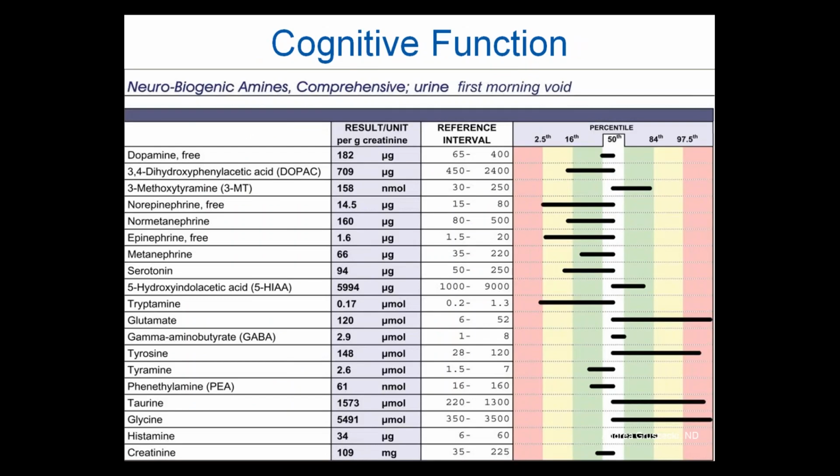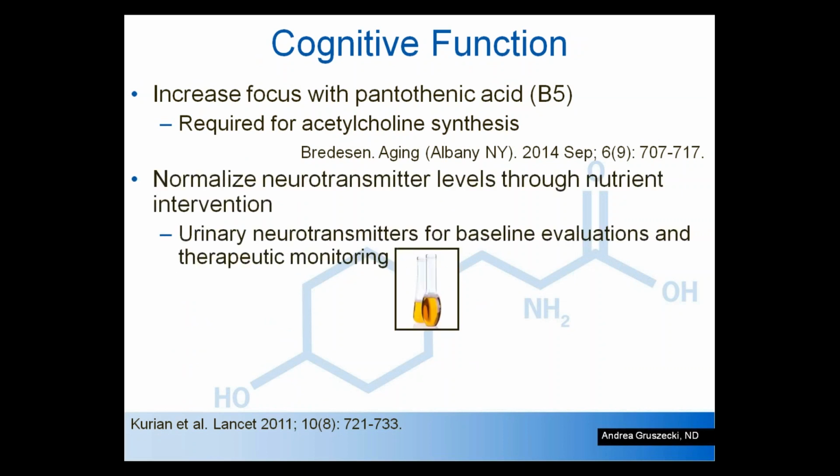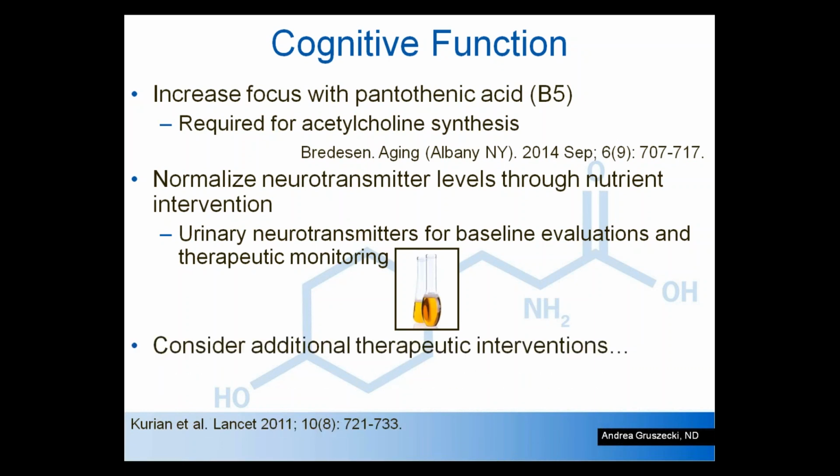Now, the last step in the protocol from the article is specific for cognitive decline and recommends B5 to support acetylcholine synthesis. We would recommend the additional step of evaluating urinary neurobiogenic amines to provide a functional baseline that can then be used to monitor the efficacy of all these therapeutic interventions. And in addition, some non-nutrient therapies might be considered by the clinician.